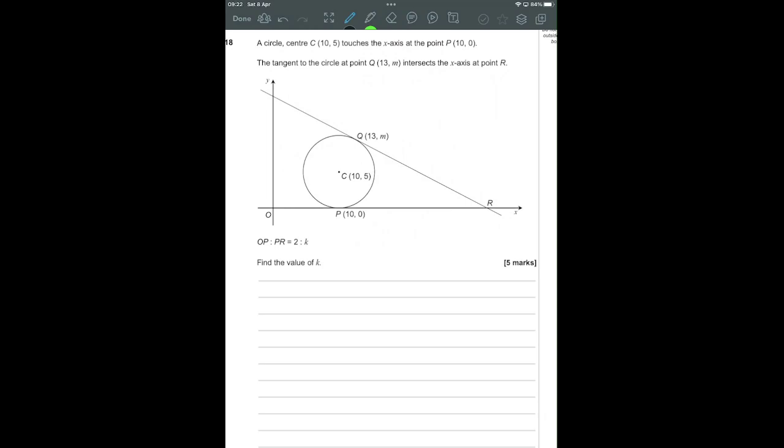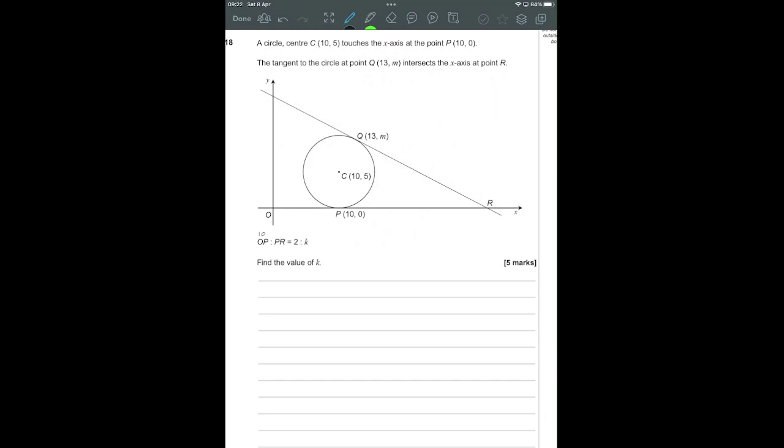So I need to find the coordinates of R, because I know OP is 10, and then PR I can work out as the difference between the coordinates of P and R, both being on the x-axis, just difference in the x-coordinates. So I need to find R. In order to find R, I probably need to find the line QR.